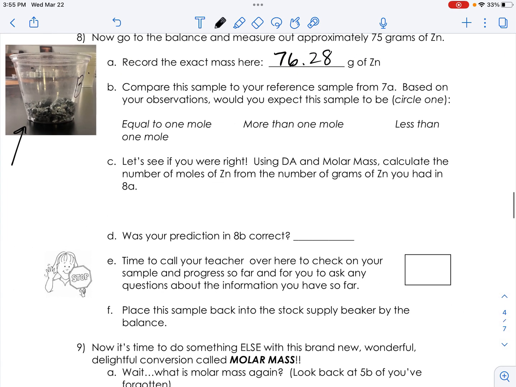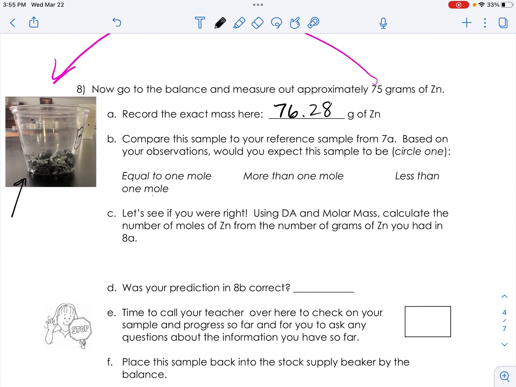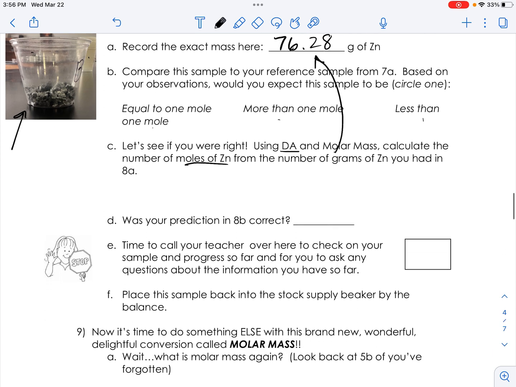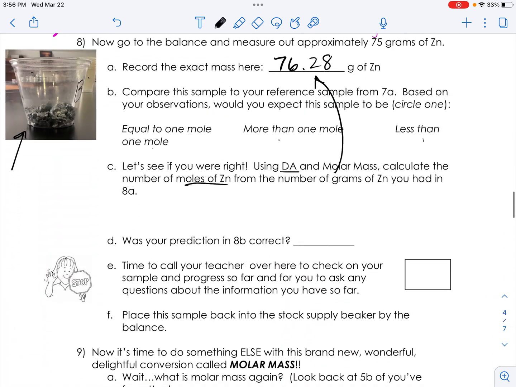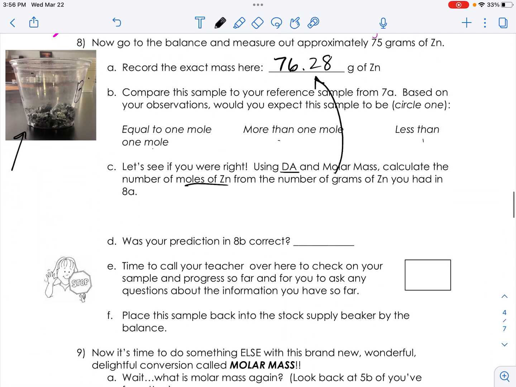Based on your observations, would you expect the sample to be equal to 1 mole, more than 1 mole, or less than 1 mole? So that's for you to decide. And then you're going to use dimensional analysis in a similar way we did before to calculate the number of moles of zinc using the number of grams of zinc from 8A. So that same process that we did right here, but with some new numbers down here, okay? So you can do this part on your own as well. Pause and do that now.